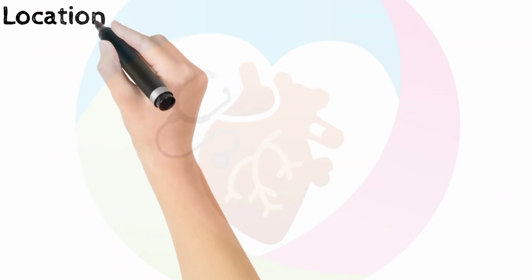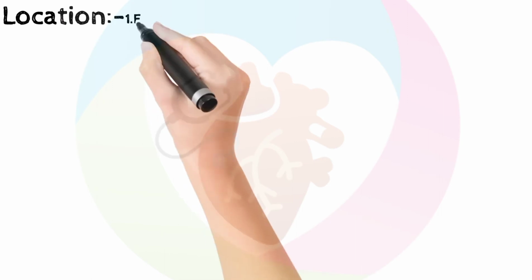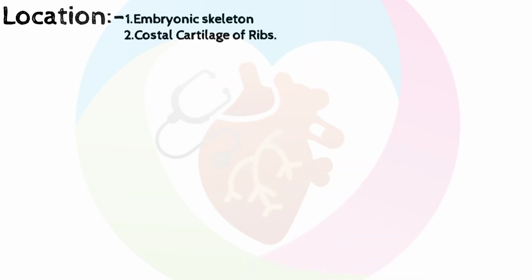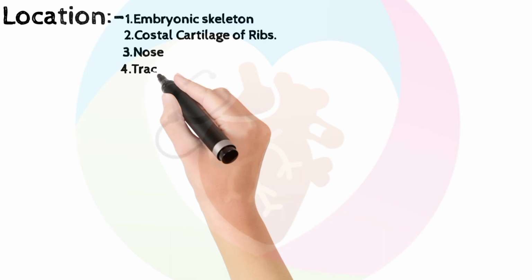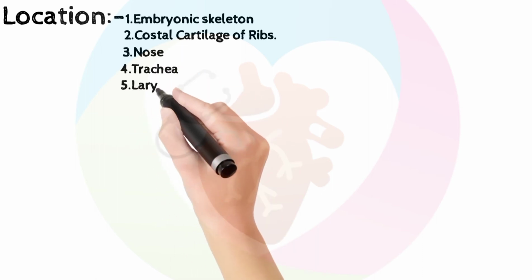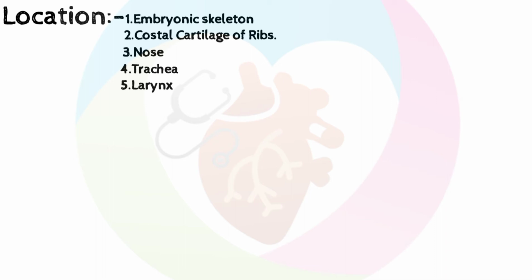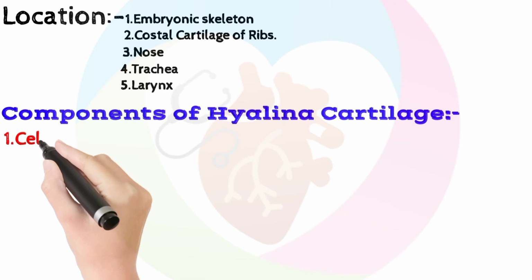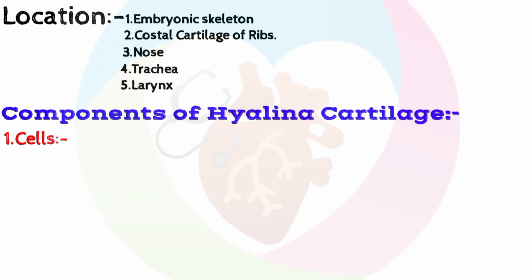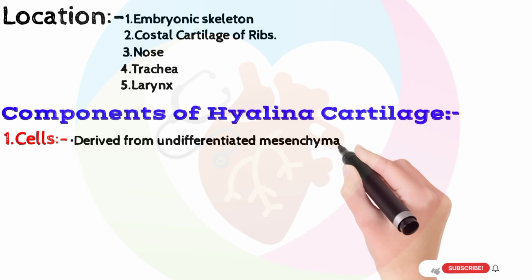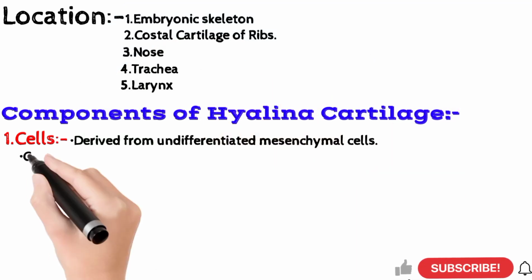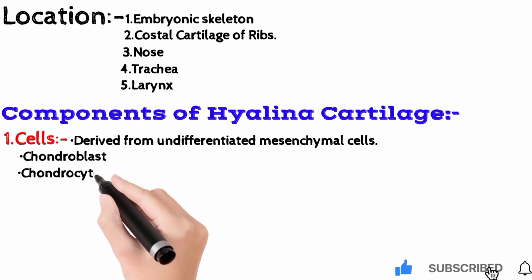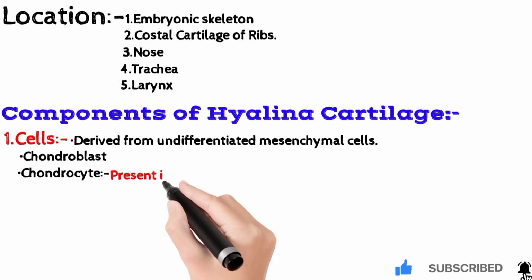Now the location of hyaline cartilage. Hyaline cartilage is present in the embryonic skeleton, costal cartilage of ribs, nose, trachea, and larynx. Now the structural components of hyaline cartilage. Hyaline cartilage also has cells, fibers, and ground substance. Cells of hyaline cartilage are derived from undifferentiated mesenchymal cells. These are chondroblasts and chondrocytes. Chondrocytes are present in the lacunae.